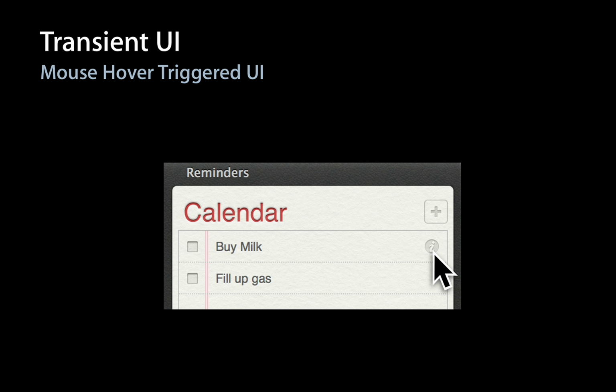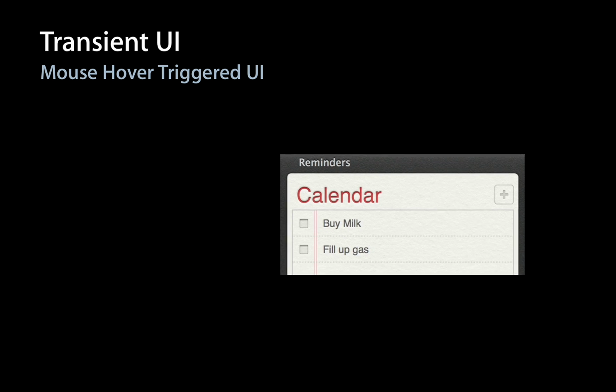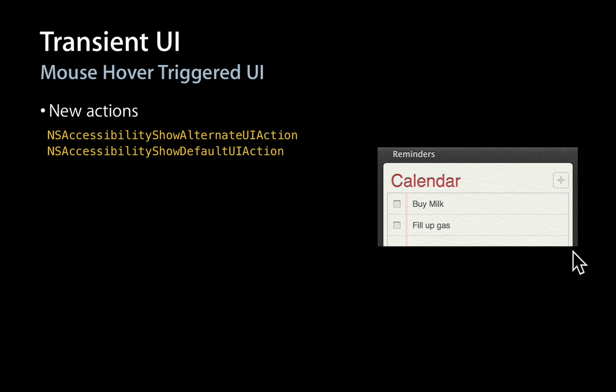We could tell you to add keyboard support, like we've done for many years, but we know that it's not always possible. And even if you did add the keyboard support, shortcut support, it may not be discoverable. So in 10.9, we introduced new APIs to solve this problem. All you have to do are two things. First, when VoiceOver wants to show or hide UIs, you simply need to implement the show alternate UI action or the show default UI action.